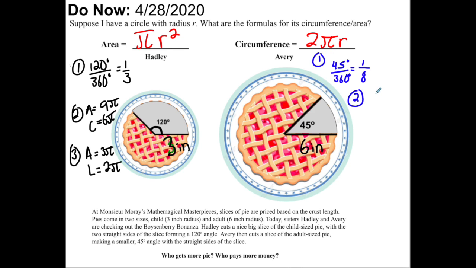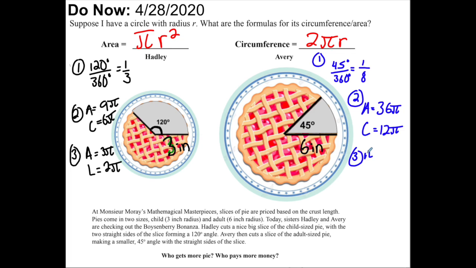Okay, step 2, we're going to calculate the total area and the circumference. So we know that the radius is 6, so the area is pi times 6 squared, or 36 pi, and the circumference is 2 times pi times the radius, in other words, 2 times 6, which is 12, times pi. All right, last step, we're going to take each one of these and multiply it by an eighth. So 36 pi times an eighth would give me 4.5 pi.